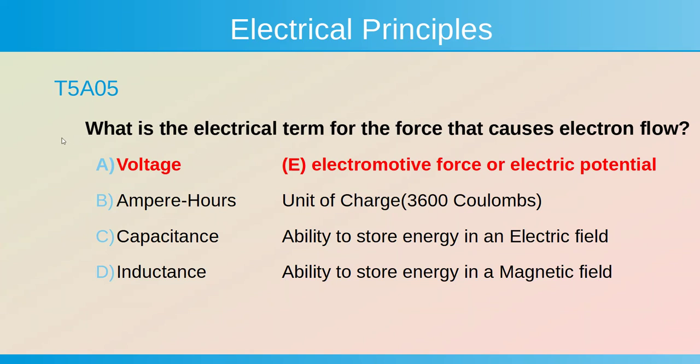The other answers there: ampere hours would be a unit of charge, and that would be equal to 3,600 coulombs, because an ampere is 1 coulomb per second, so there's 3,600 seconds in an hour. Capacitance, which we haven't talked about yet, is the ability to store energy in an electric field, and we were actually storing some energy, though it would be hard to measure, when we did the demo. And inductance is the ability to store energy in a magnetic field, which we'll talk about later.